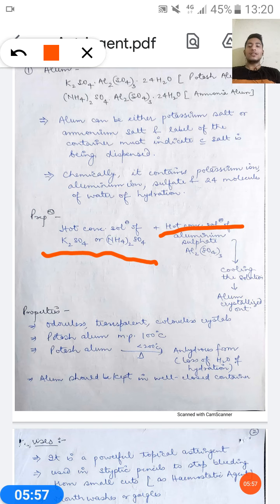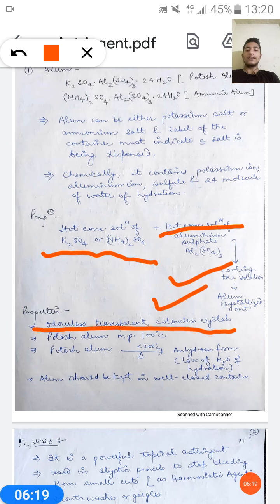It depends on which salt we are taking, either potassium alum, potassium salt, or ammonium salt. We get these salts by cooling the alum solution, and after cooling, the alum crystals come out. So what are the properties? It is odorless, transparent, colorless crystals. If the crystals are colorless, it means the powder is white. If it is available in the form of powder, the powder is white and the crystals are colorless.